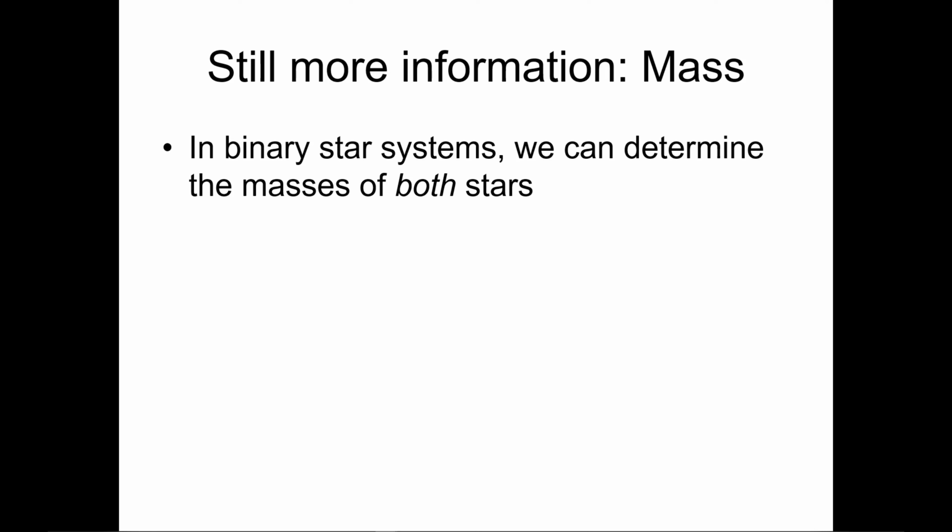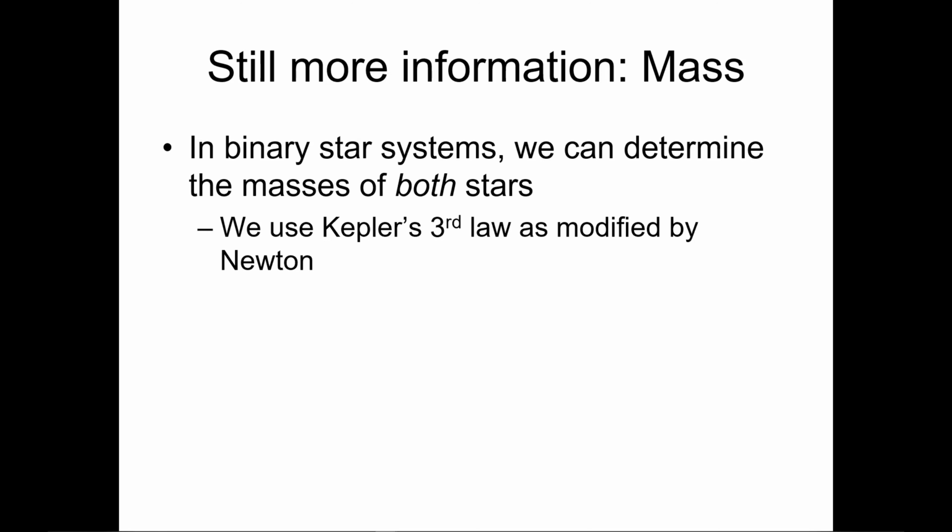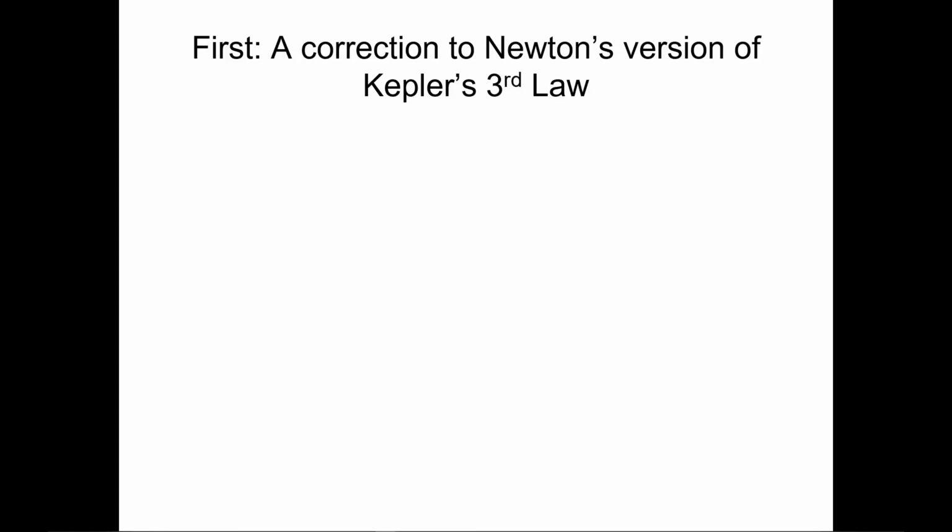There's still more information that we can get from stars. In binary star systems, we can determine the masses of both the stars. And we do this using Kepler's third law as modified by Newton. And we also have to use something called the teeter-totter rule that I'll explain when we get to it. First, we make a correction to Newton's version of Kepler's third law.